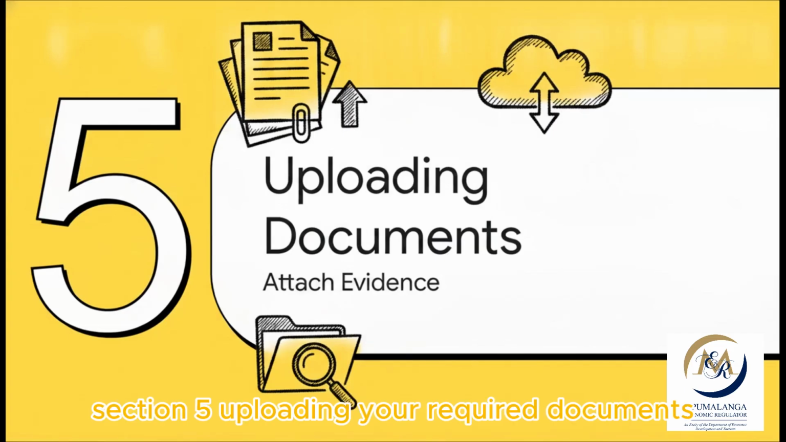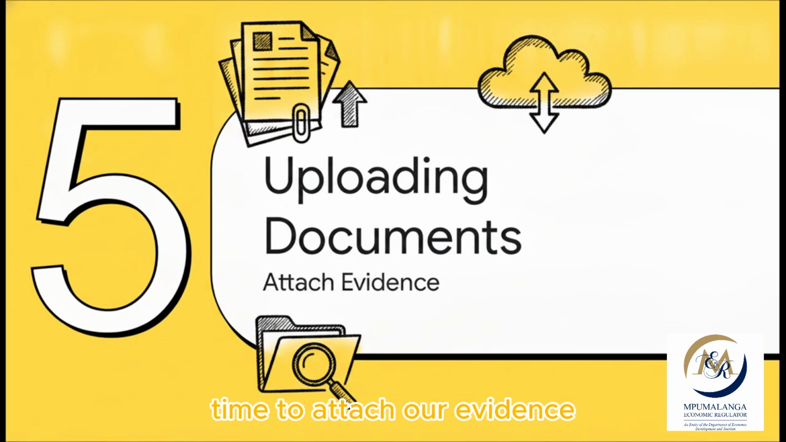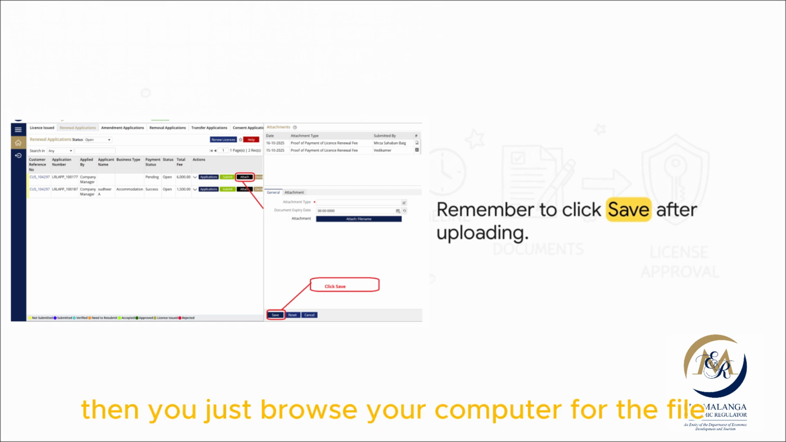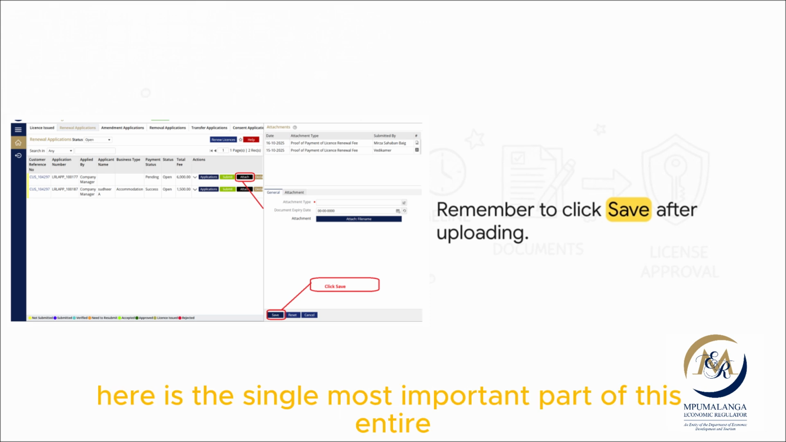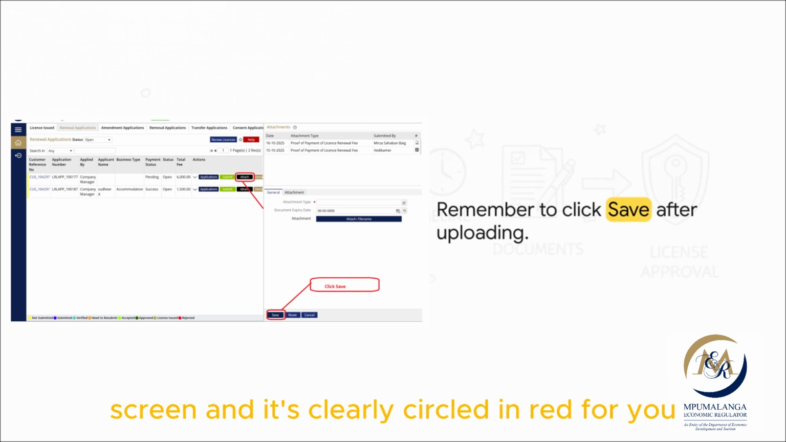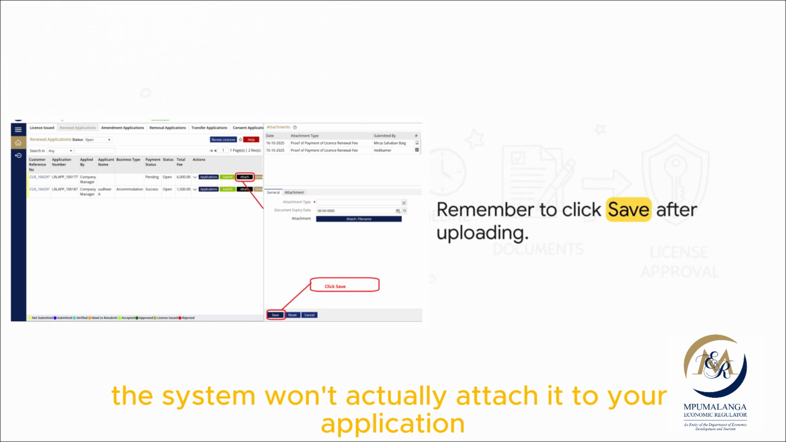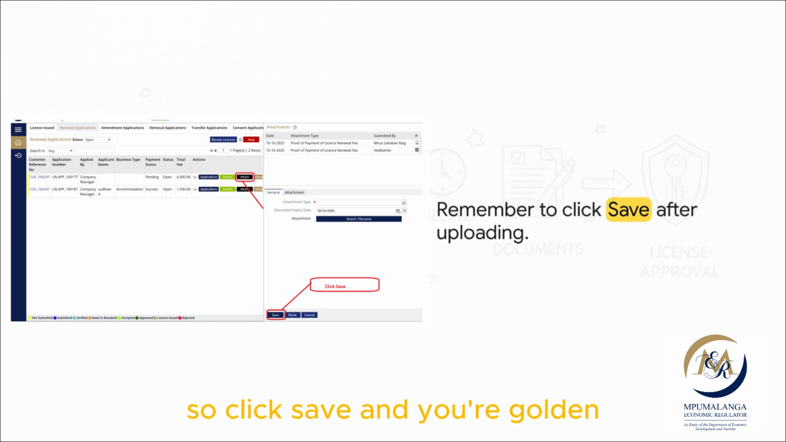Section 5. Uploading your required documents. Time to attach our evidence. When you click the Attach button on your application row, you're going to see this interface. You select your attachment type from the drop-down menu. For instance, you might choose Proof of Payment of License Renewal Fee. Then you just browse your computer for the file like you normally would. But wait, here is the single most important part of this entire screen, and it's clearly circled in red for you. You must remember to click that Save button at the bottom. Seriously, if you upload the file but forget to hit Save, the system won't actually attach it to your application. So click Save and you're golden.